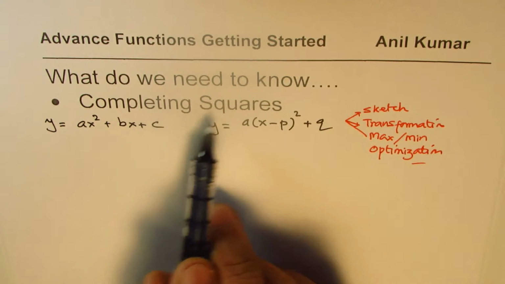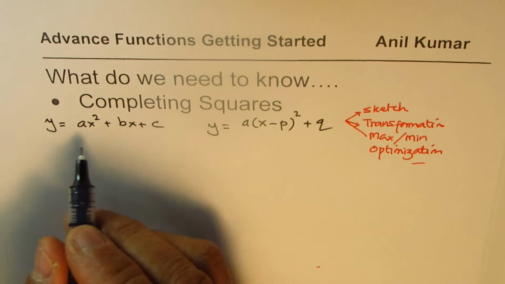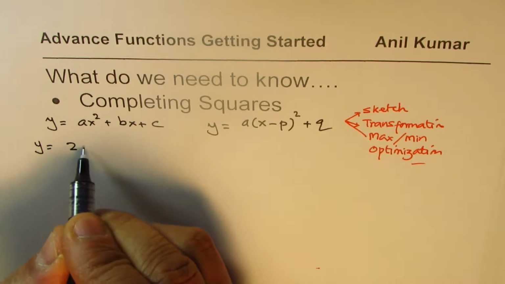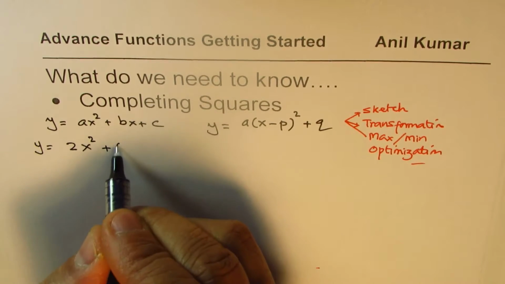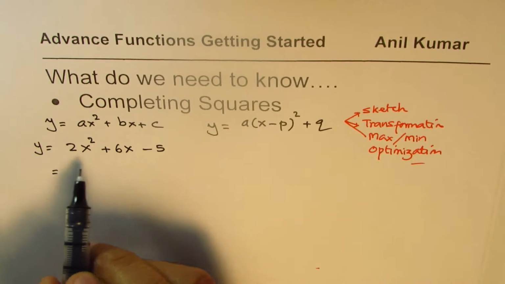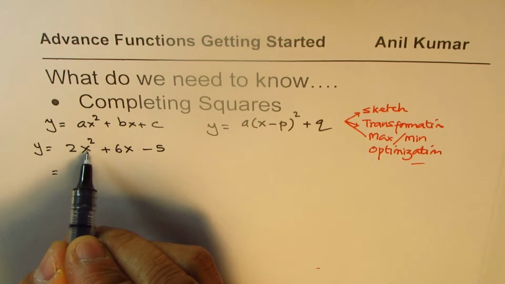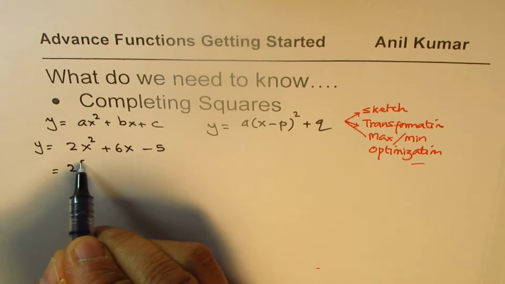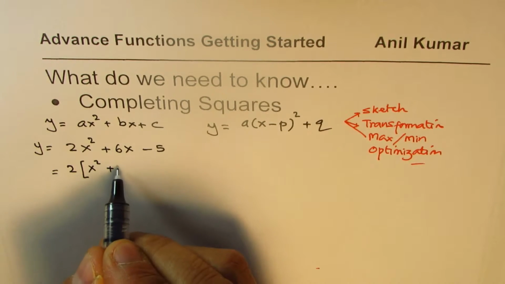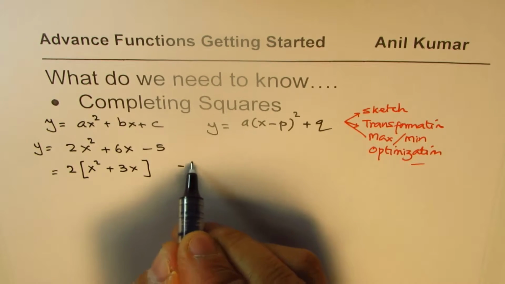Generally, the method uses completing squares. So let me take up an example just to review what we had learned earlier. So let's write down the equation as y equals 2x squared plus 6x minus 5, right? To complete the square, first we should only consider these two x terms and take the coefficient of x squared as common. So 2 is taken common, I use square brackets. x squared plus 6 divided by 2 is 3, so we have 3x. Close this bracket. Keep this third term separate.